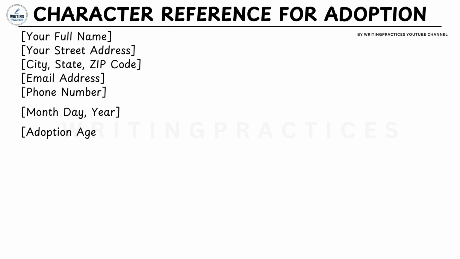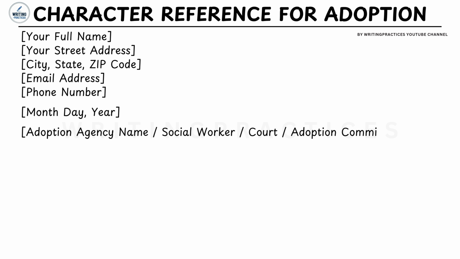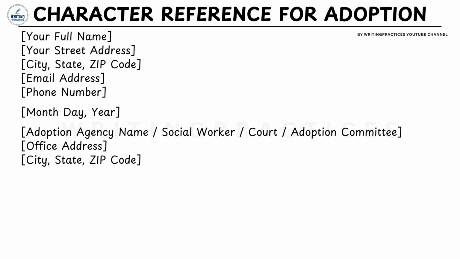Recipient information. This section identifies the organization or official receiving the letter. For example, Adoption Services Department, Bright Futures Adoption Agency, 850 Park Avenue, Denver, Colorado, 80205. This ensures the letter reaches the correct reviewer. Confirm the correct agency, court, social worker, or committee name before submission.